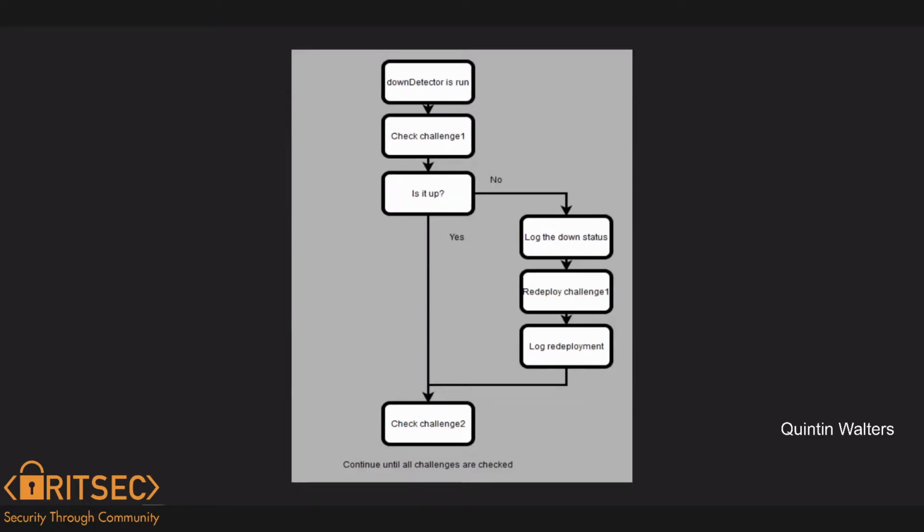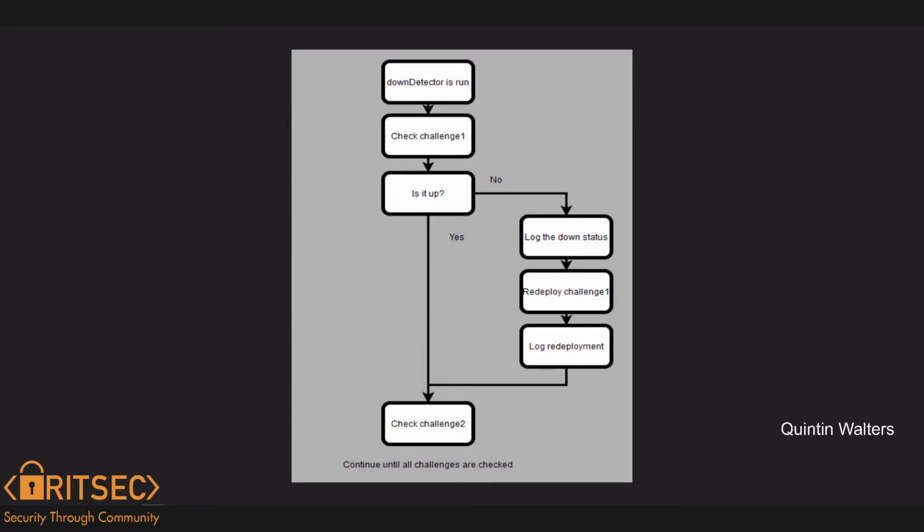Here we have the basic downdetector.sh execution flow. When it was run, it would check the first challenge. If it was up, it would move on to the next challenge. If it was down, it would log that the challenge was down, redeploy the challenge, and then log that it redeployed. Then it would move on to the next challenge. It would continue in a linear fashion through all the challenges until all of them are checked.